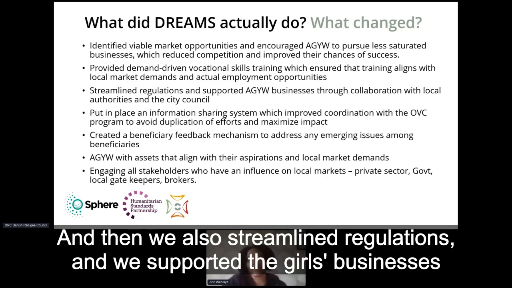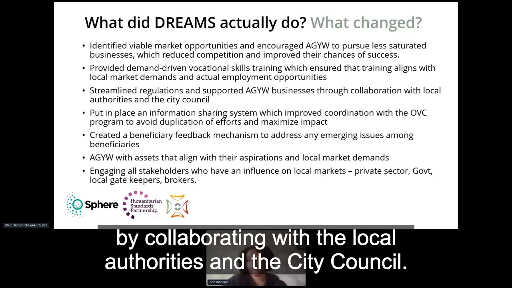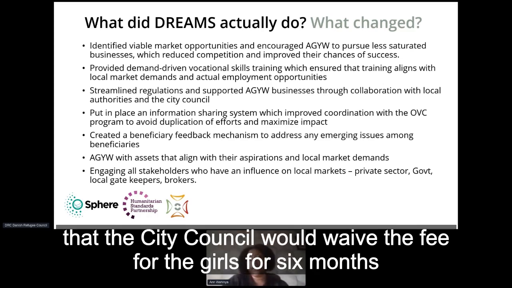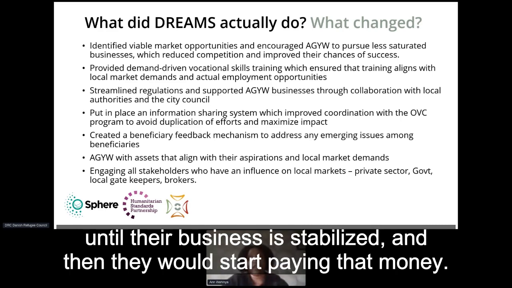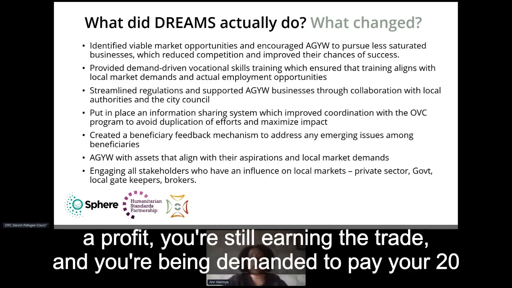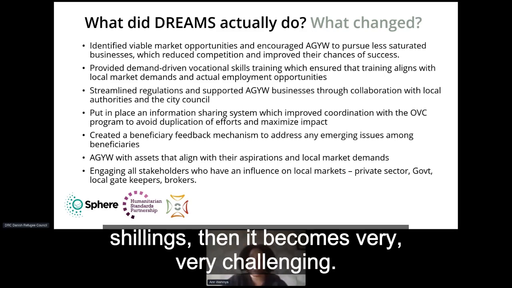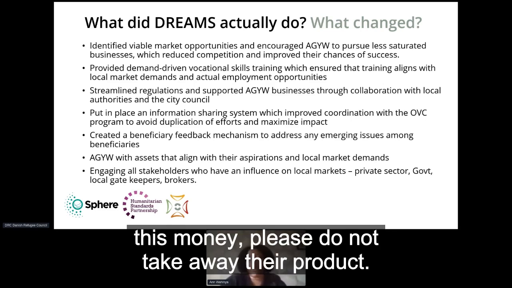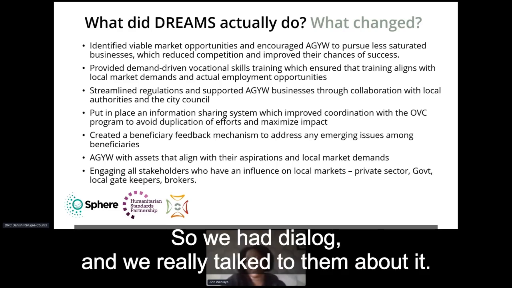And then we also streamlined regulations, and we supported the girls' businesses by collaborating with the local authorities and the city council. And what we agreed is that the city council would waive the fee for the girls for 6 months until their businesses stabilize, and then they would start paying that money. Because if you've not even started making a profit, you're still learning the trade and you're being demanded to pay your 20 shillings, then it becomes very, very challenging. We also agreed with the local authorities that even if a girl is not able to raise this money, please do not take away their product. So we had dialogue and we really talked to them about it.